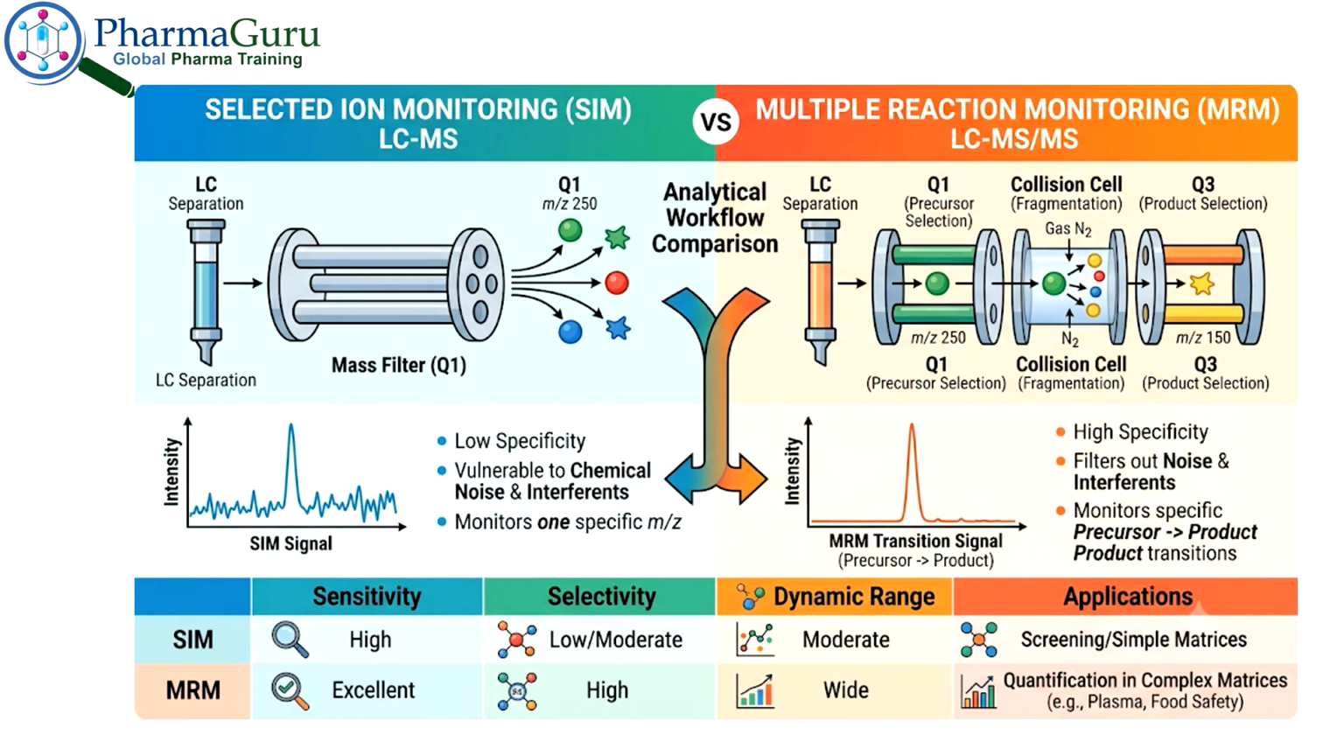The four vital components of any LCMS are: first is the HPLC, second is the ionization mode, third is the mass analyzer, fourth is the mass detector. SIM and MRM are the two data acquisition modes related to the mass analyzer.